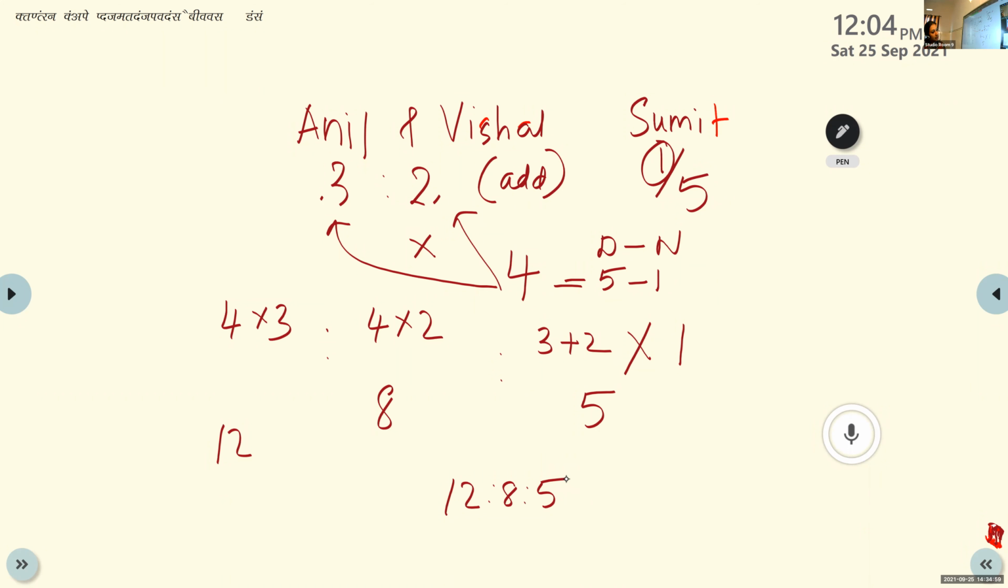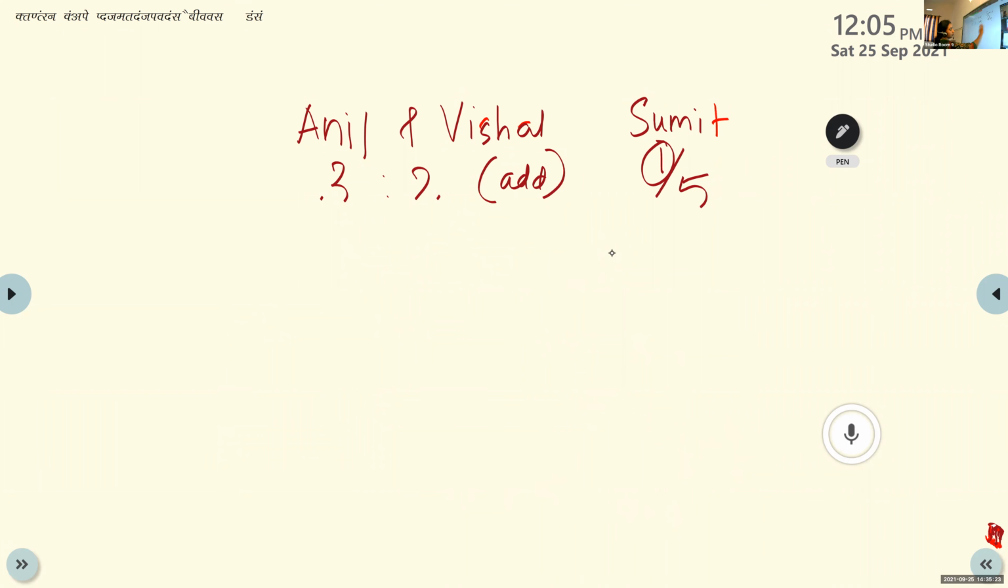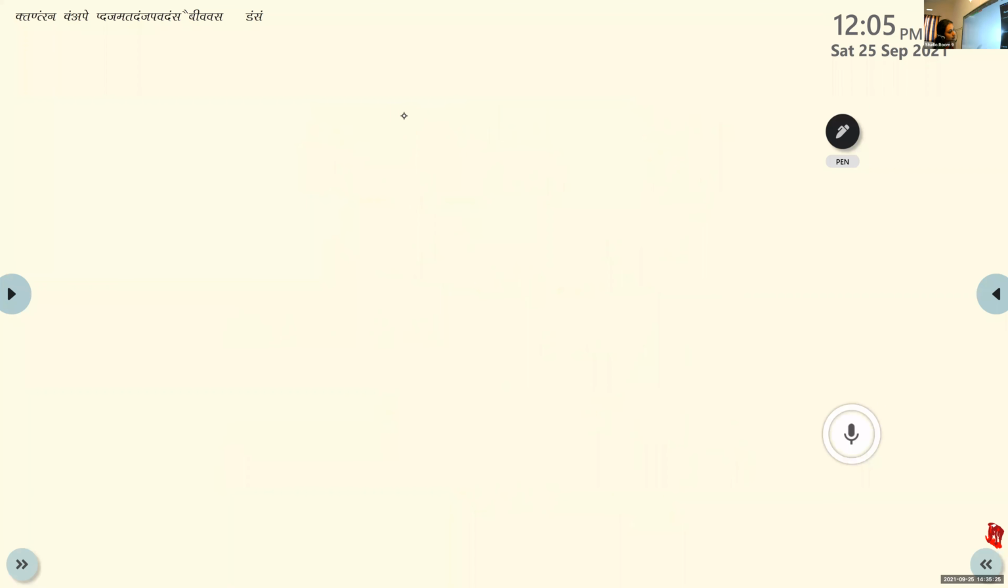Do you find it okay? Easy? Better than the earlier one? Earlier what we had to do? Consider the total share as 1. 1 minus 1 by 5 will give you 4 by 5. Then 4 by 5 into 3 by 5. 4 by 5 into 2 by 5. All that. This is comparatively easy. I feel so. Shall we try more? You can go for any method, whichever is convenient for you. But this I think is easier. That's why I said.